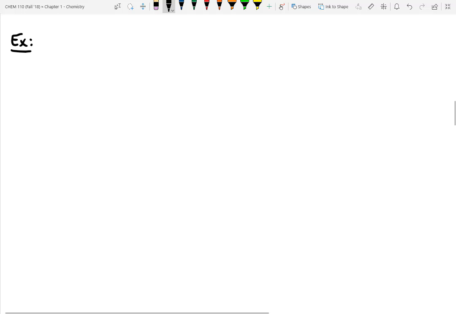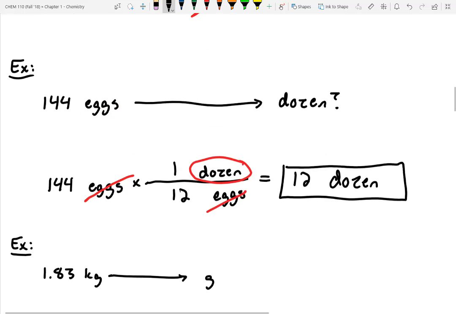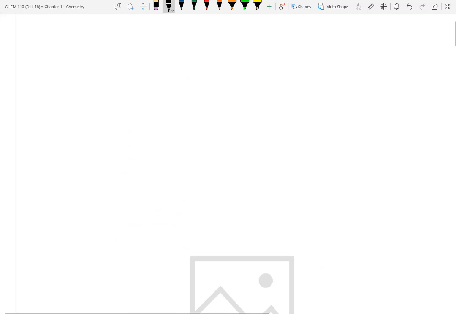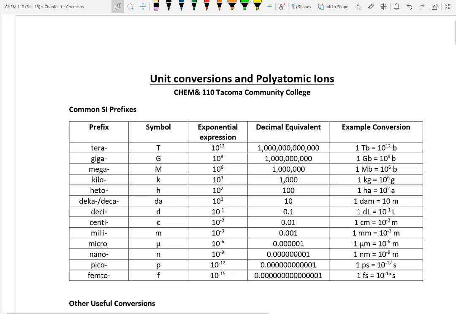So for our first example, I've got a measurement that's 1.83 kilograms, and I want to convert this to the unit of grams. All right, so we've got to find some way of relating these units together. The easiest thing to do is to go up and pull out that unit conversion sheet, and then find the unit conversion that is appropriate.